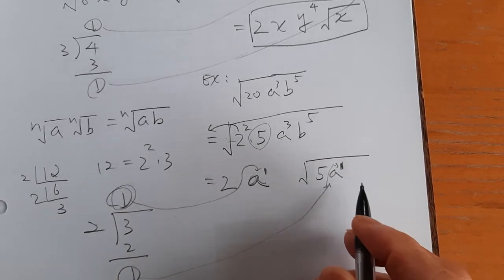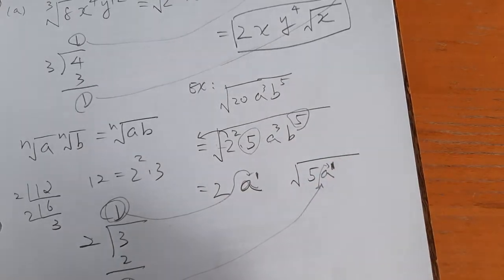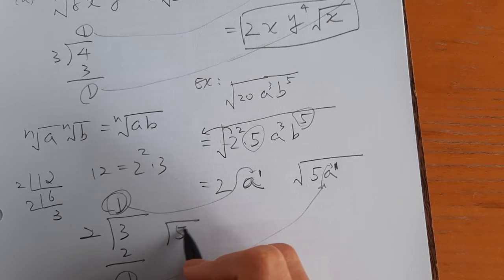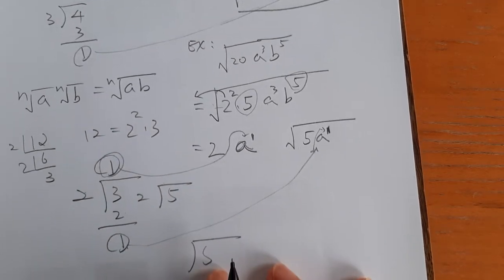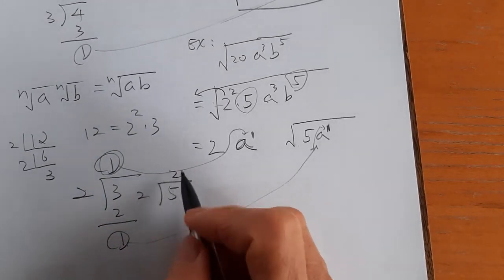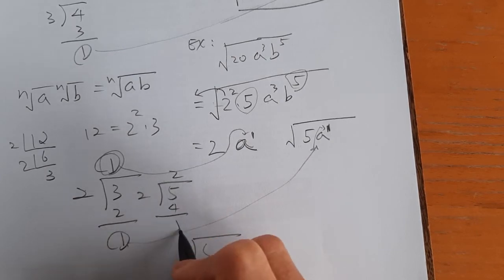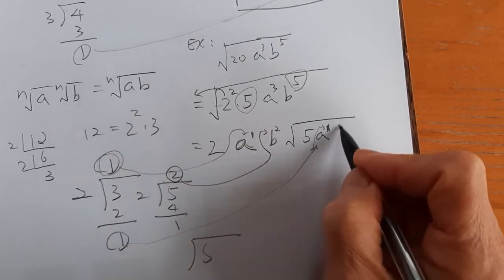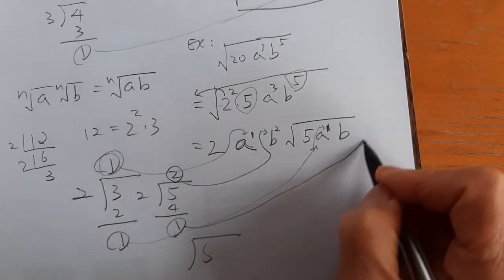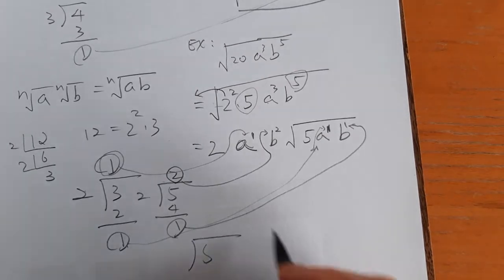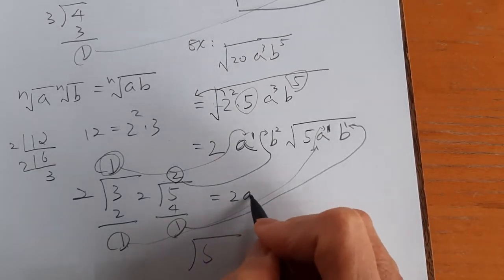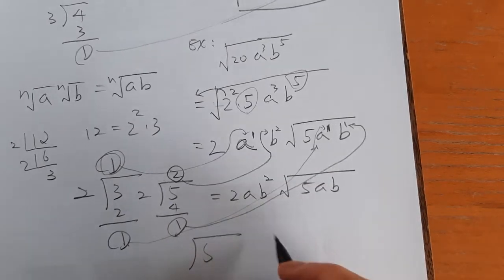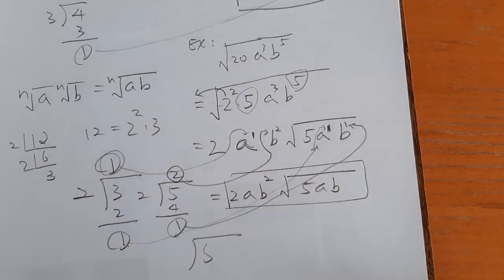radical. Then b to the power 5, you do 5 divided by 2 because it's square root. So divided by 2, get quotient is 2, remainder is 1. Put this 2 outside the radical, get b squared, and this 1 remainder in the radical. So you got 2ab squared, square root of 5ab. That's a quick way to do.